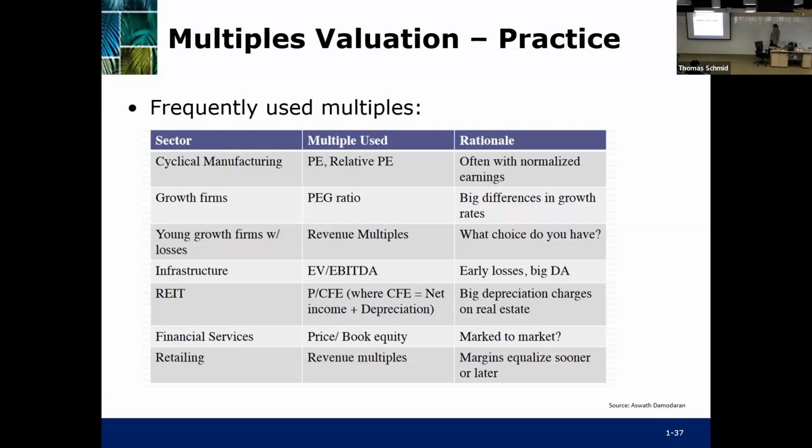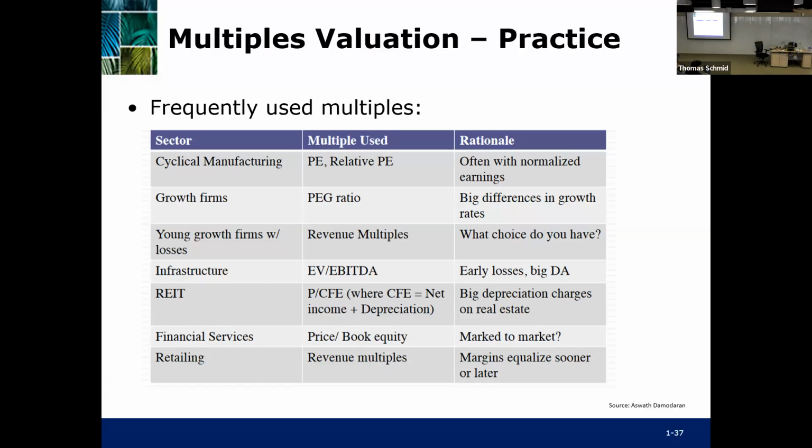It's not mandatory, of course. You can use whatever you think is appropriate, and if you are the industry expert, you are always free to deviate from these recommendations. It's just a bit of a recommendation. So if you have growth firms, for example, do not use PE, use something like the price earnings growth ratio.